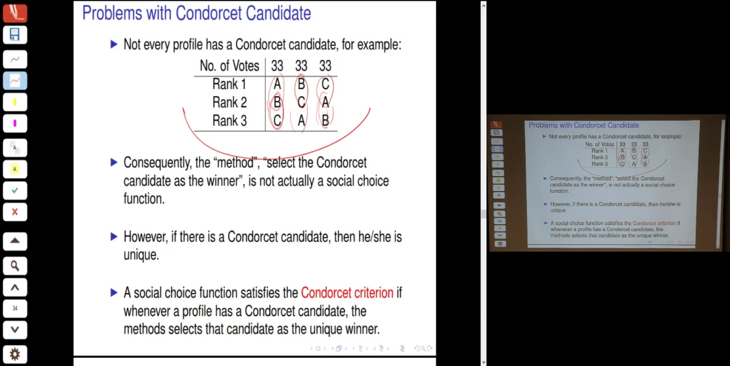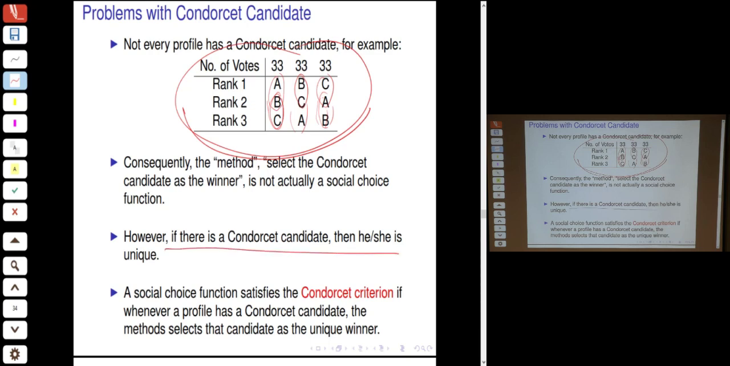Similarly, C is also not the Condorcet winner because it beats one of the other candidates in a head-to-head matchup, but fails to beat the third one. Okay. So this profile doesn't have a Condorcet winner. So the Condorcet criterion seems to be very nice and solid, but it suffers from the problem that you might not have a winner. It's so stringent. So consequently, the method which is to select the Condorcet candidate as winner is not actually a social choice function because it doesn't always give you a winner in the election.